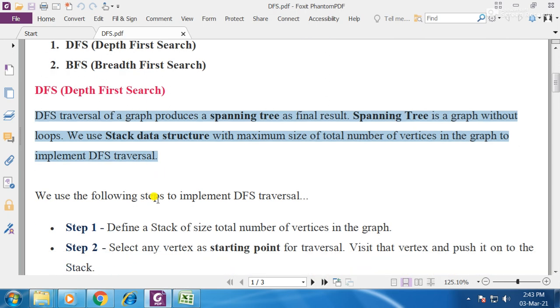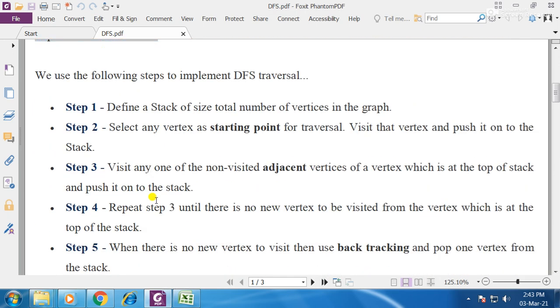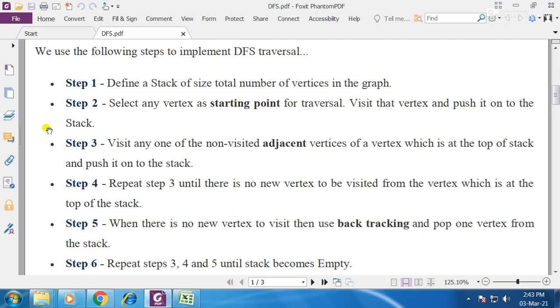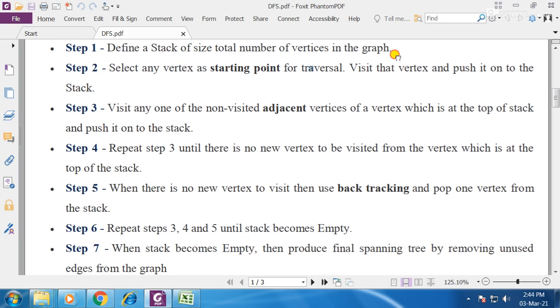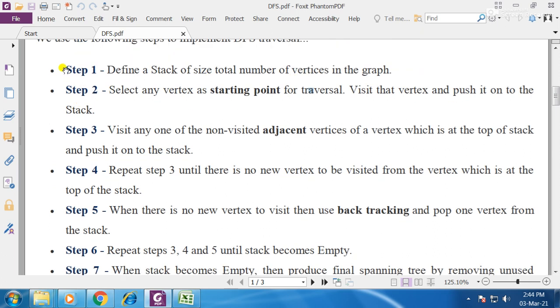Now we'll go through the steps of the DFS traversal. The first step in DFS traversal is to define a stack of size equal to the total number of vertices in the graph. Step number 2: select any vertex as the starting point for traversal, visit that vertex and push it onto the stack. आपको वो विजिट करना है और उसको स्टैक में पुश करना है.